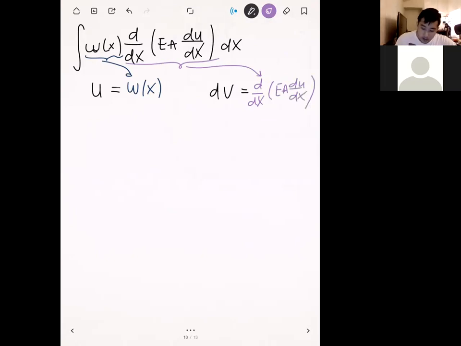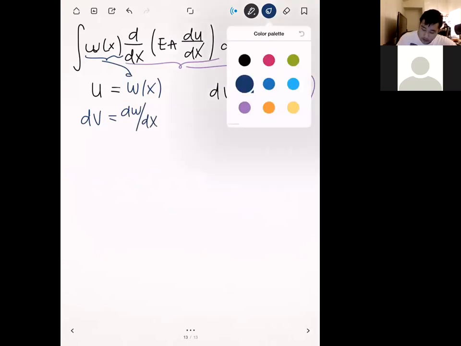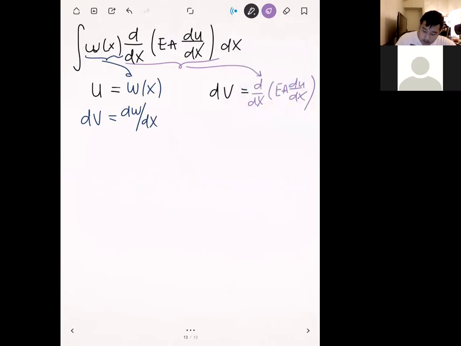And so what we're going to do from here is compute, on the u side, the derivative of this, so we're going to have du. The derivative of this is going to be dw dx. We're just going to simply take the derivative. And then on the v side, we're going to take the integral of this. By taking the integral, that simply cancels out the derivative out in front, and so we have E times A times du dx.